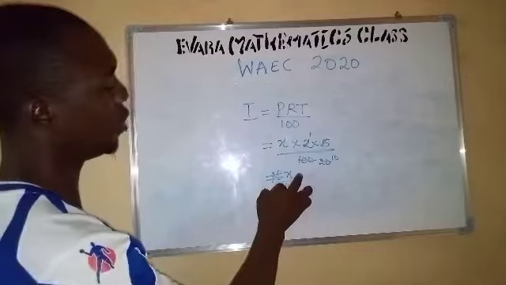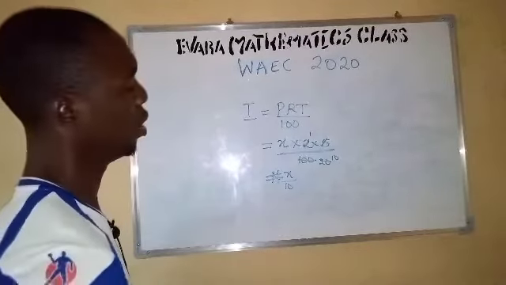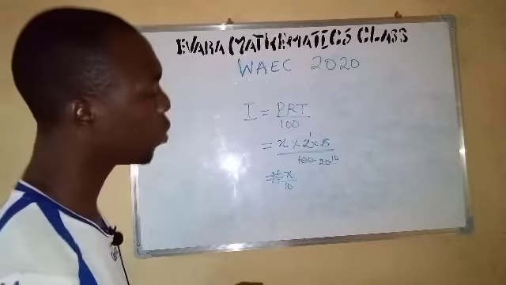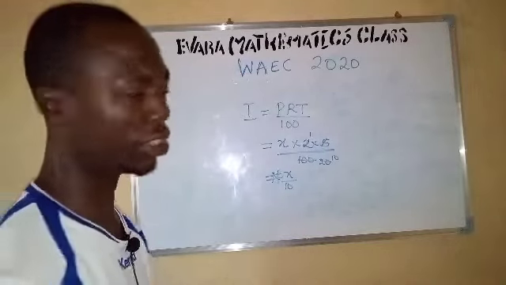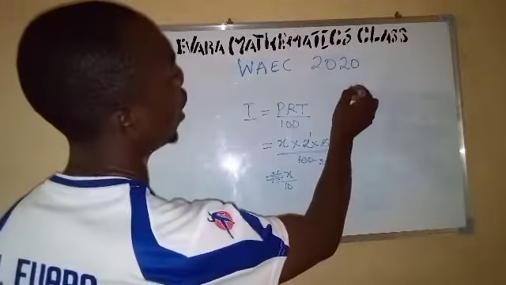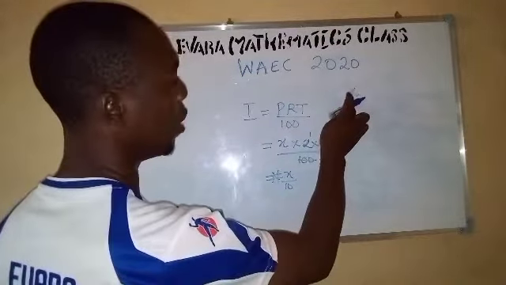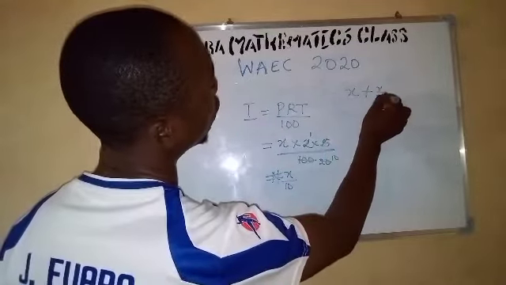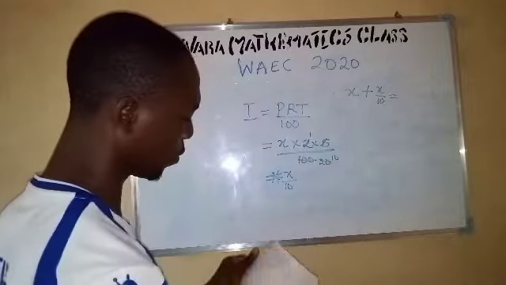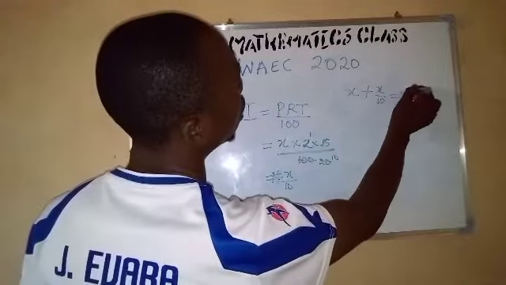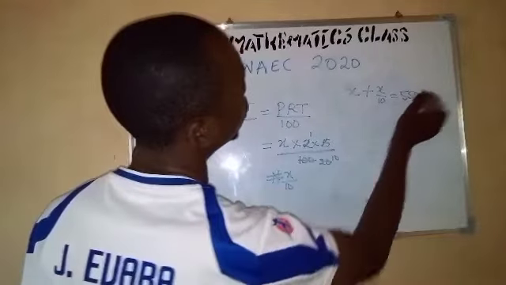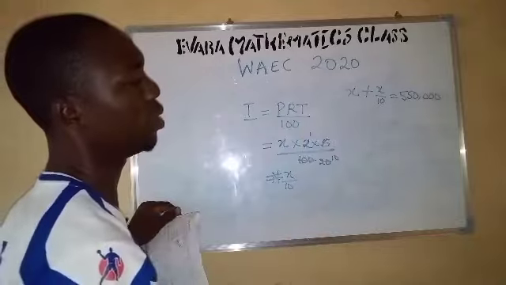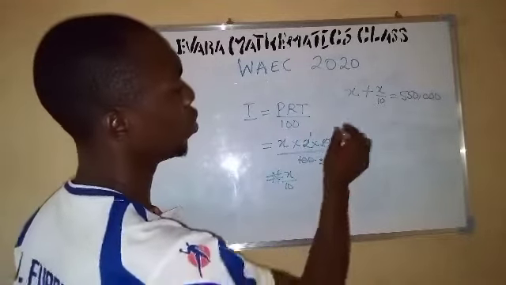Now, if this is the interest and x is the principal, the total amount realized is the sum of the principal and the interest. So now it means if we add x, which is the principal, plus the interest, which is x over 10, it will give us what? 550,000 naira. So we will just simplify the fractions and then collect like terms.